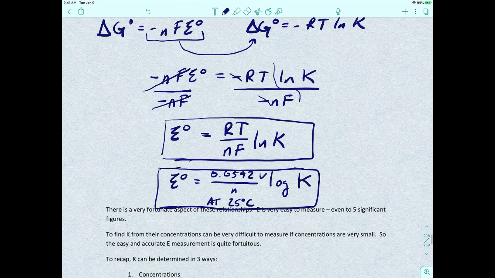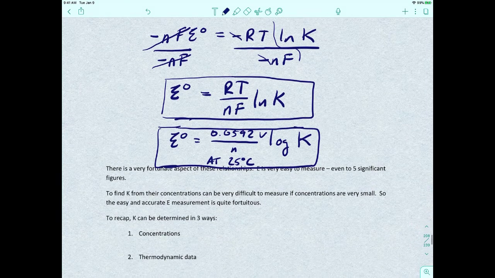But there it is. This is a very, very fortunate aspect of these relationships. The cell potential becomes very easy to measure, even to 5 sig figs. Finding K from concentrations can be very difficult if the concentrations are very small. So the easy and accurate cell potential measurements are quite fortuitous for us.